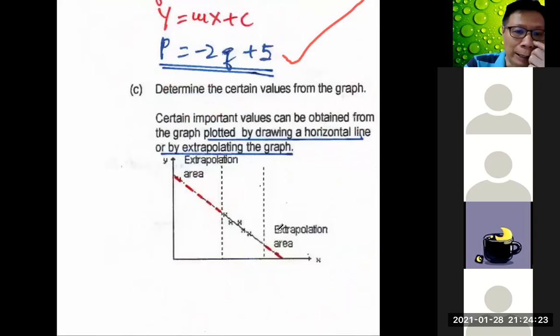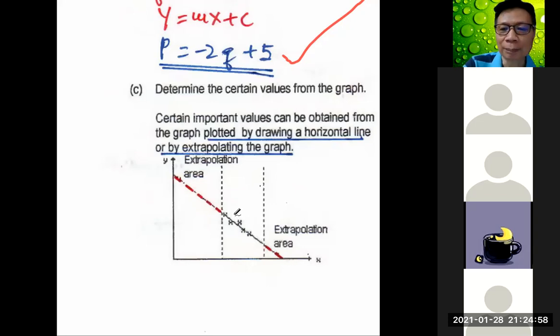Next one is extrapolation, or extrapolating the graph. Okay, come, you look at this diagram. What is the meaning of extrapolating the graph? Okay, when you do experiment, you collect data, you plot graph. Sometimes your graph only has 1, 2, 3, 4, 5 points. 5 points is enough for you to plot a graph. So your graph is very short here.